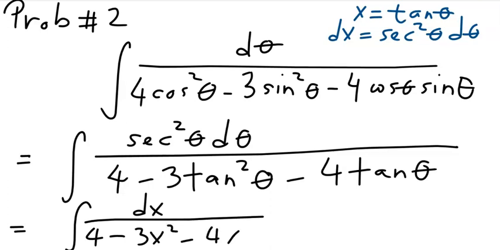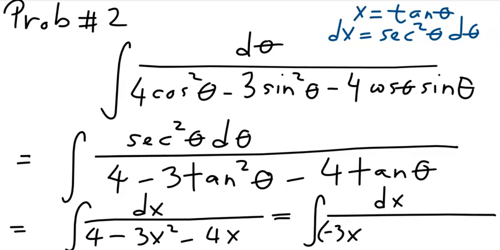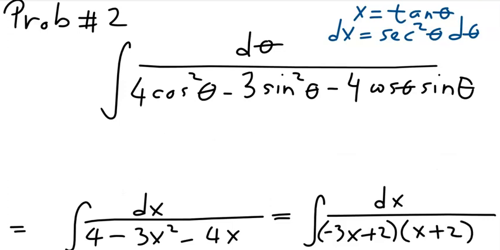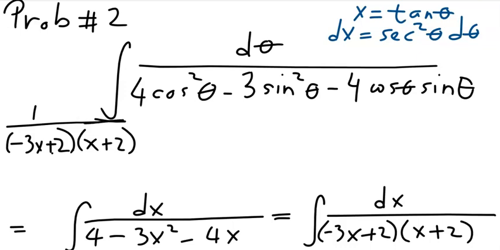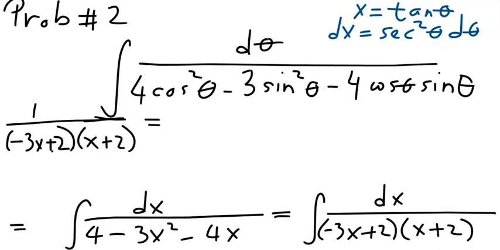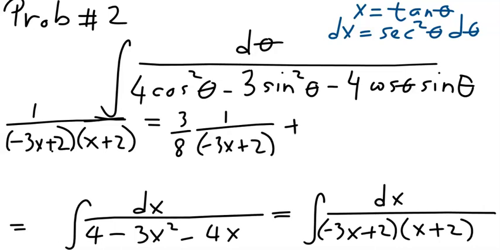Unlike before, this quadratic denominator can be factorized, and when you do that, you get the following: minus 3x plus 2 times x plus 2. Now we can resort to the method of partial fractions, because 1 over minus 3x plus 2 times x plus 2 can be decomposed into 2 fractions as shown. The first fraction is 3 over 8, 1 over minus 3x plus 2. The second fraction is 1 over 8, 1 over x plus 2.